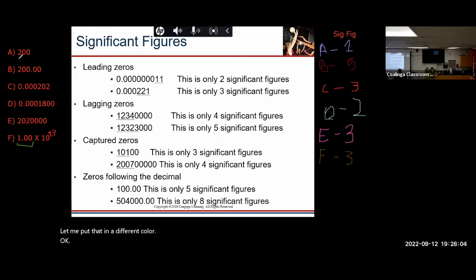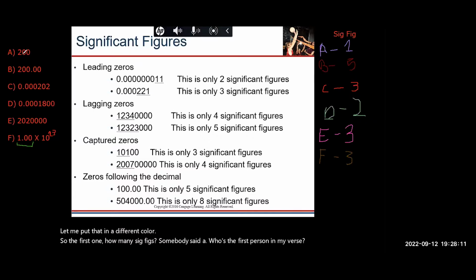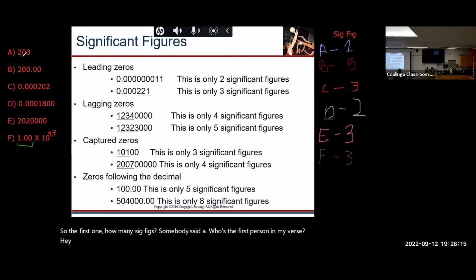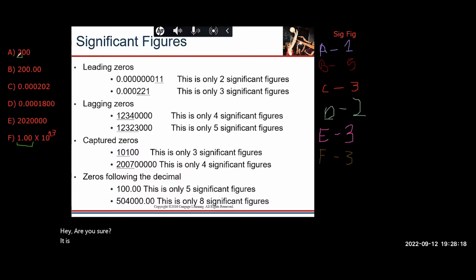Okay, so the first one, how many sig figs? Somebody said A. Who was the first person? You said A? It was 3. A. Are you sure? It's 1. Oh, yeah, no, she's right.